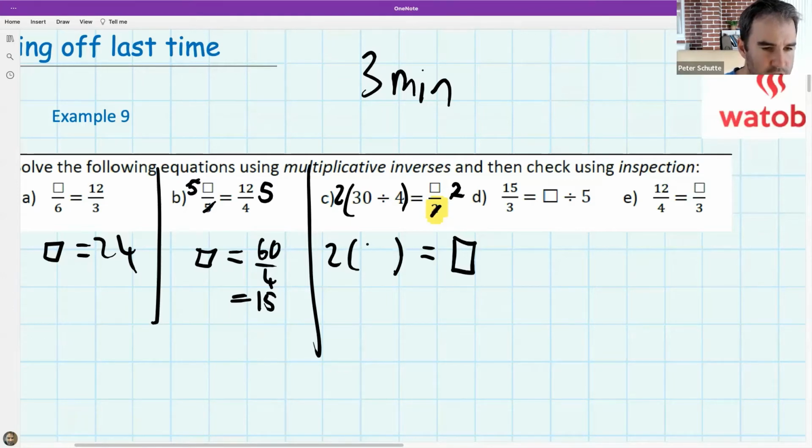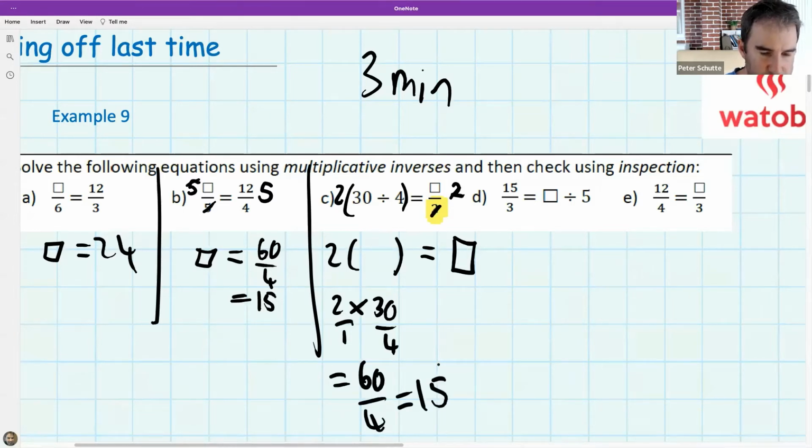Now, I could write this in a different way if I wanted. I could write this as 2 times 30 over 4, which may make it easier for some people, not sure. But basically, if I write it like this, then I'm going to get 60 over 4, which is 15.